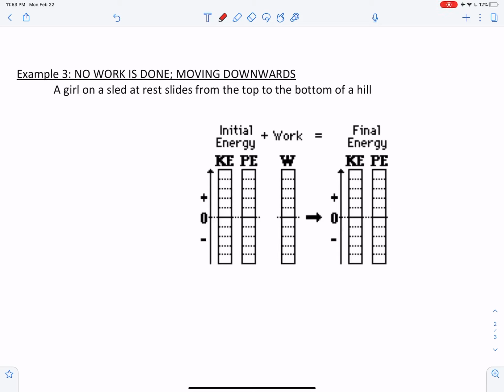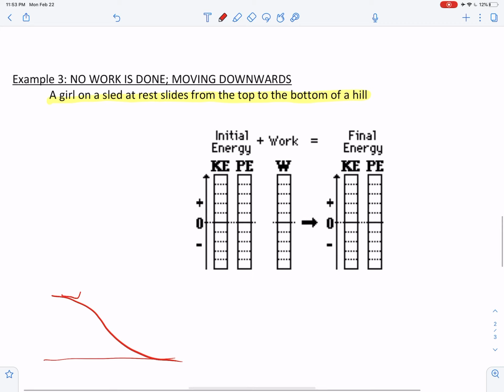All right, finishing out this lecture with my final example. Let's take a look. A girl on a sled at rest slides from the top to the bottom of a hill. Okay, so sometimes it's helpful to have a picture. So here's our hill. And she's on a sled. She's sliding from the top to the bottom down here.